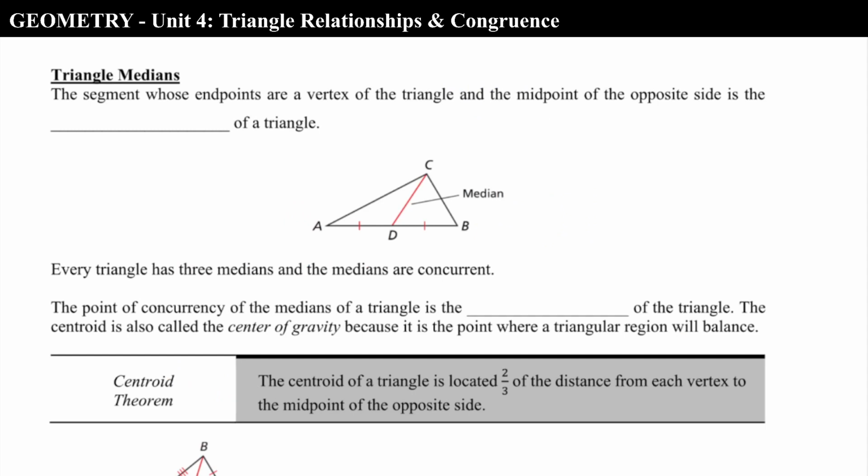So this takes us to triangle medians. The segment whose endpoints are a vertex of the triangle and the midpoint of the opposite side is called the median of a triangle. Okay, so the median of a triangle goes from a vertex and bisects the opposite side to where you have the same length on either side of that median. Every triangle has 3 medians, and the medians are concurrent. The point of concurrency of the medians of a triangle is the centroid of a triangle.